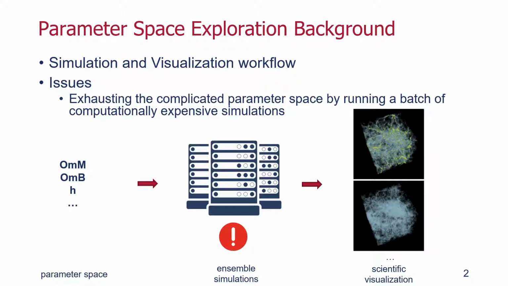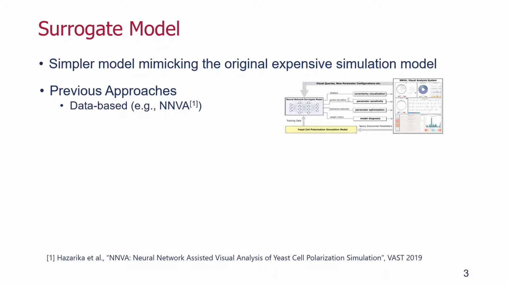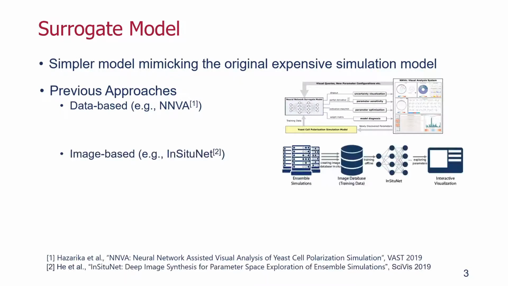However, the simulation space exploration requires exhausting the complicated parameter space by running a batch of computationally expensive simulations. To make the parameter space exploration more efficient, scientists would exploit surrogate models to mimic the original expensive simulation model. Existing surrogate model-based parameter space analysis in our visualization community usually are either data-based, such as our previous work NNVA, or image-based, such as our previous work InSituNet, which leads to their corresponding limitations.